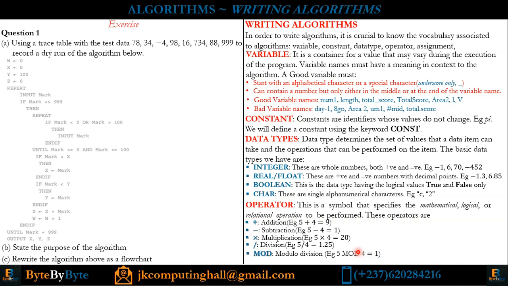If I take another example, 5 mod 3. When you take 5 divided by 3, what do you get? 1 remainder 2. Therefore, 5 mod 3 is 2. These are the different mathematical operators we have.